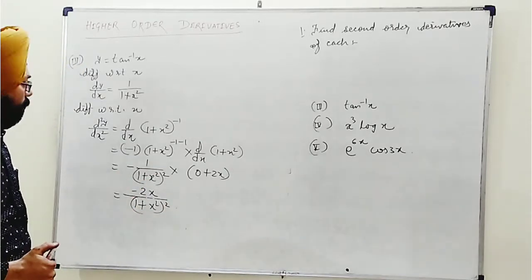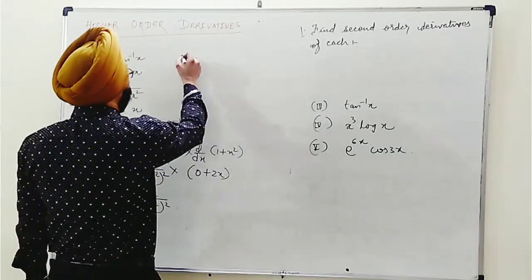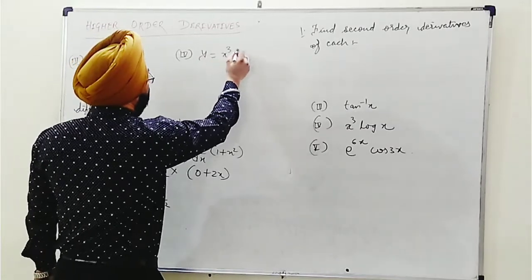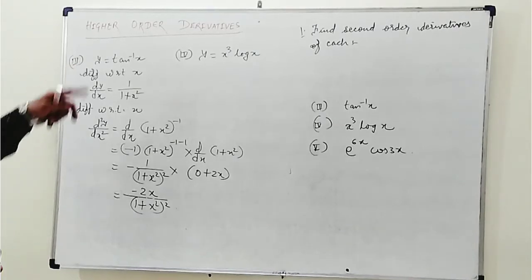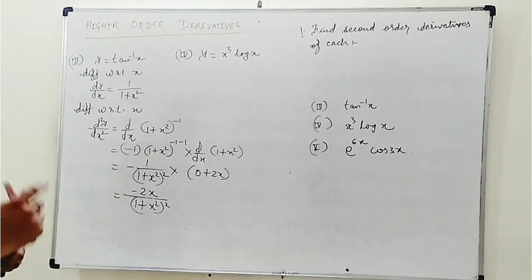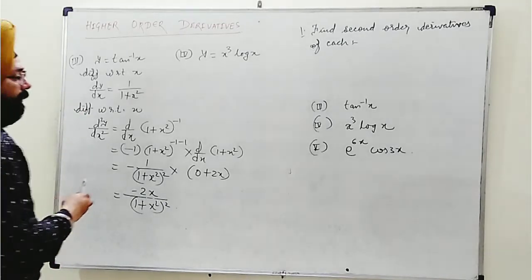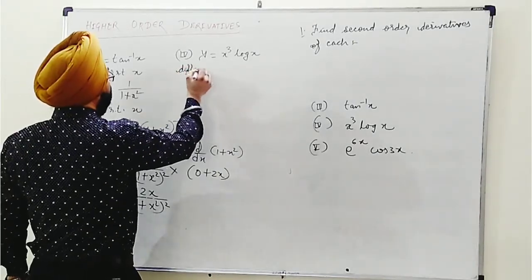Okay. So with the next example we will go. This is the fourth one. If I take y is equal to x cube log x, you see we are given algebraic and logarithmic function, but in multiplication they are given. So that's why we will apply product rule to find its first order.